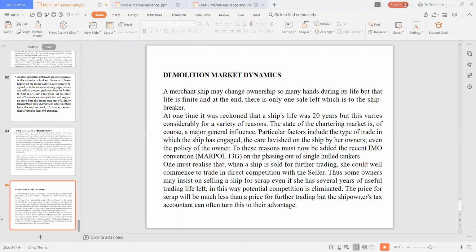So you know that ship breakers become old and everything. Demolition market dynamics, that's also a huge part of this. So this is about the sales and purchase of ship contracts and everything.